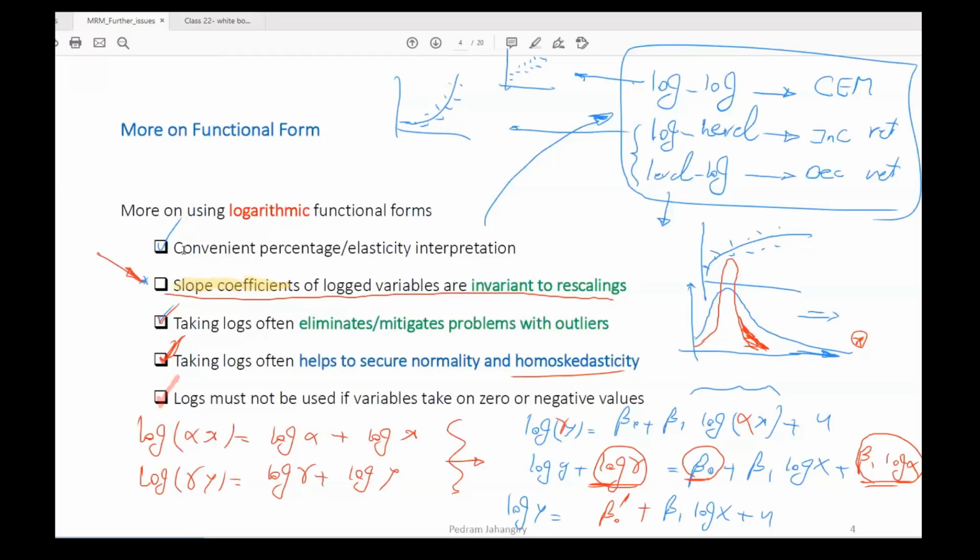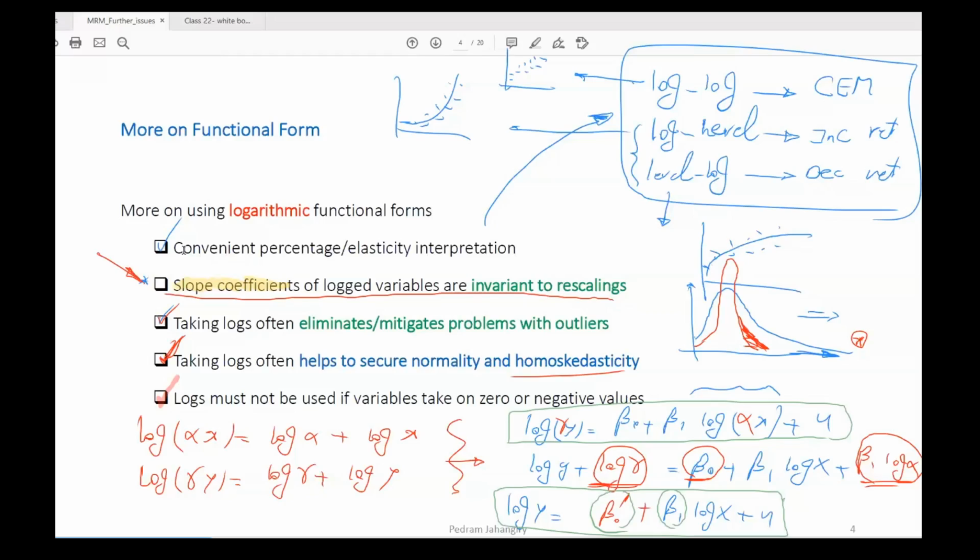But look at that. I go from my original model, let me use green, I go from this model, when I multiplied x by alpha and multiplied y by gamma, and I ended up with this model. So it seems that nothing changes. You know, look at that. The slope coefficient, beta 1, did not change. It is still beta 1. The only thing that changed is my intercept.